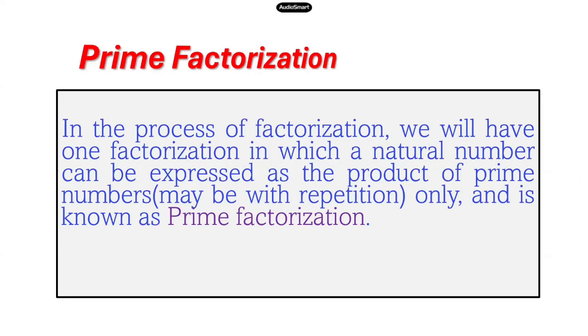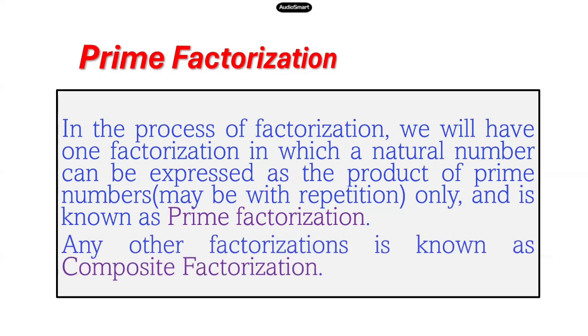And there are two types of factorization. One is the composite factorization, another one is the prime factorization. Prime factorization is more important. In this process we can have more than one factorization of a given number, and we have one factorization where each factor is a prime number. That is called the prime factorization. Any other factorization is known as a composite factorization.